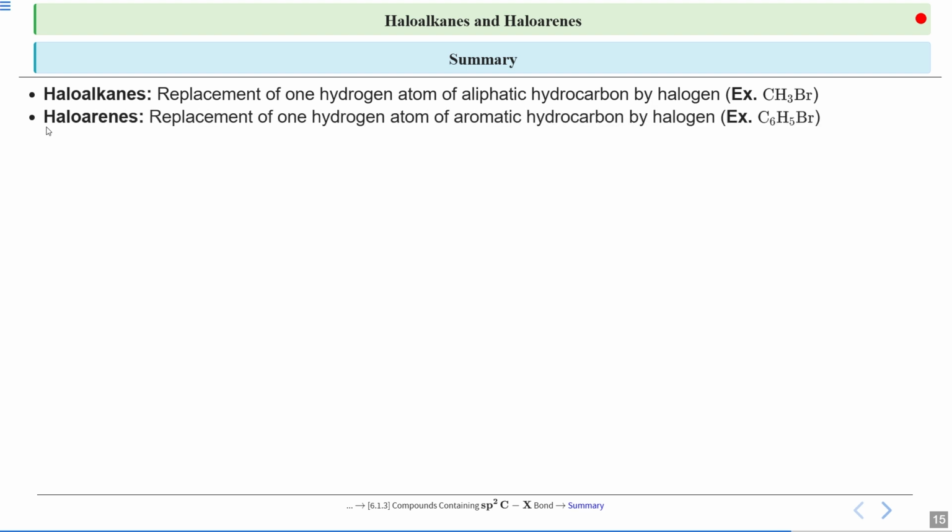Then we have focused on haloarenes. What is a haloarene? It forms after the replacement of one hydrogen atom of an aromatic hydrocarbon by the halogen. For example, C6H5Br, bromobenzene, right? So when in the aromatic ring one of the hydrogens is replaced by a halogen, then you get a haloarene or aryl halide.